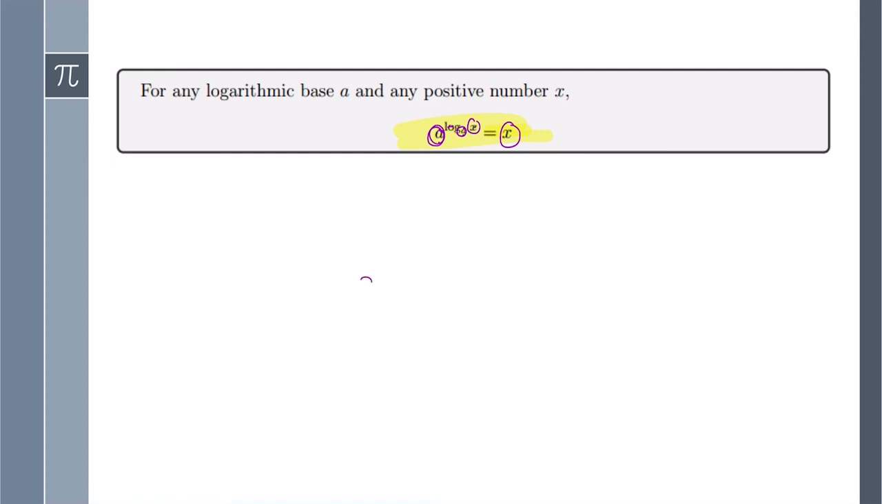For example, if I have 2 to the log base 2 of 10, then this equals just 10, because this base is the same as the base of the log. That means the value is just this quantity here, or that number there. Okay, so this is another property that you might want to use or you might need later.